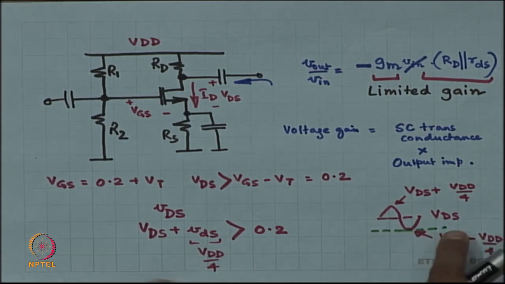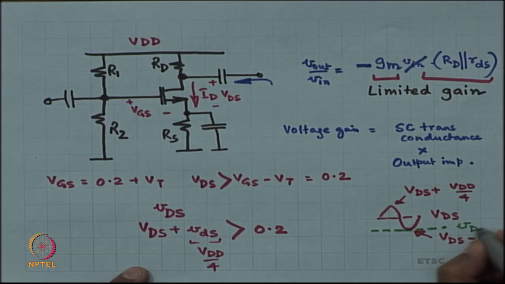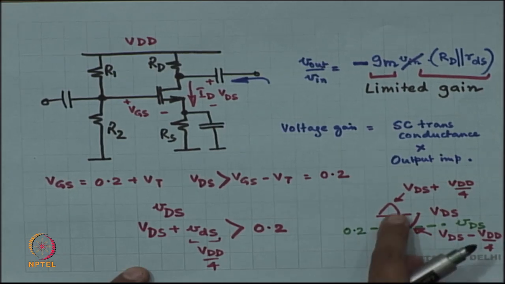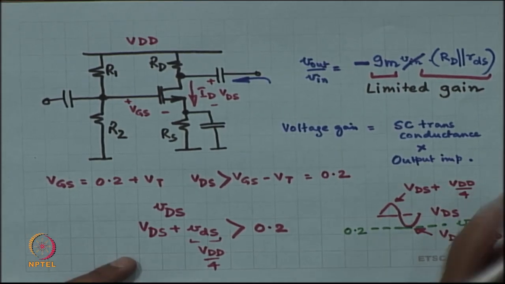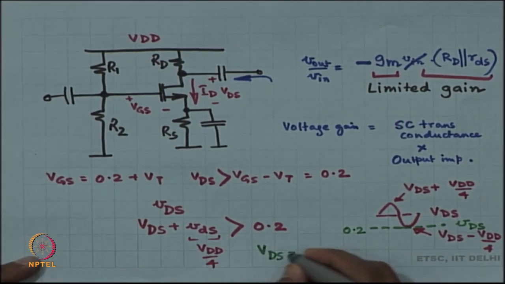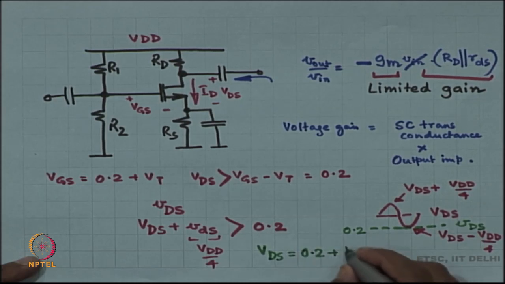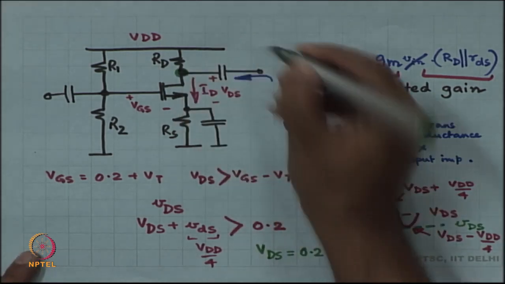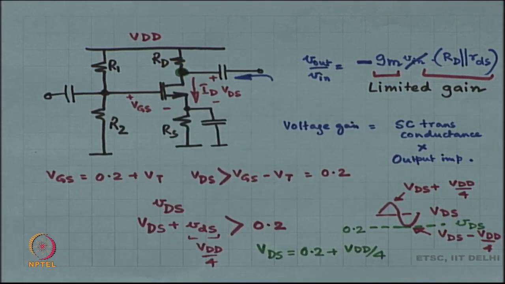So, this is my, even this has to satisfy greater than 0.2. So, let us say this is equal to 0.2, right. In that case capital VDS is 0.2 plus a quarter of the power supply. Fine. So, automatically this is going to reveal what is the value of RD.